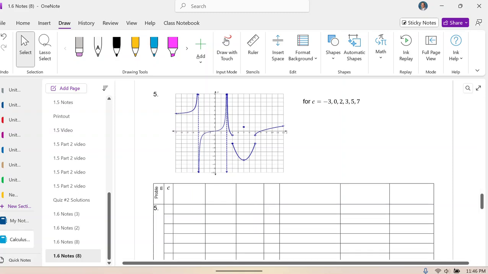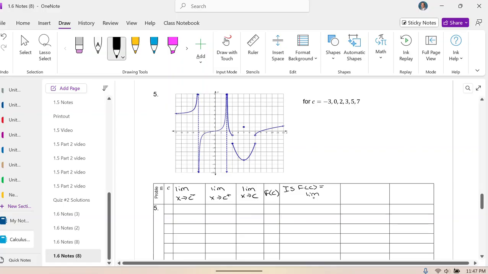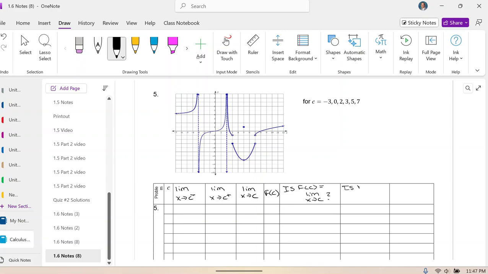So number 5, if you do the same table: the limit as x approaches c from the left, the limit as x approaches c from the right, the limit as x approaches c in general, f of c, and then you want to say, is f of c equal to the limit as x approaches c? Is f continuous at x equals c? And then, is there a type of discontinuity?